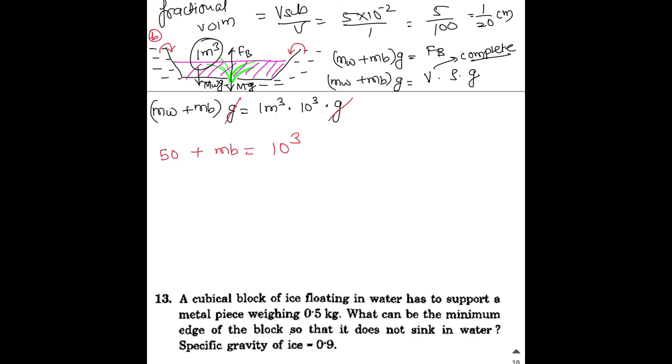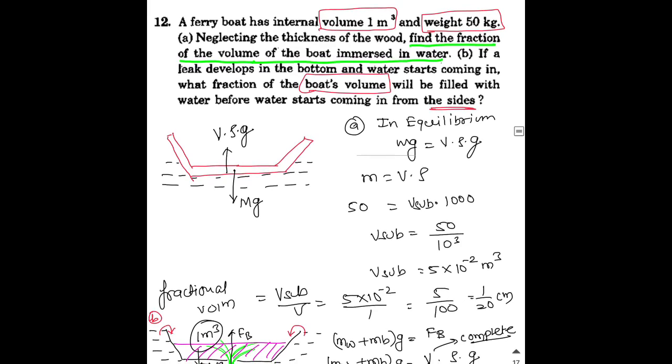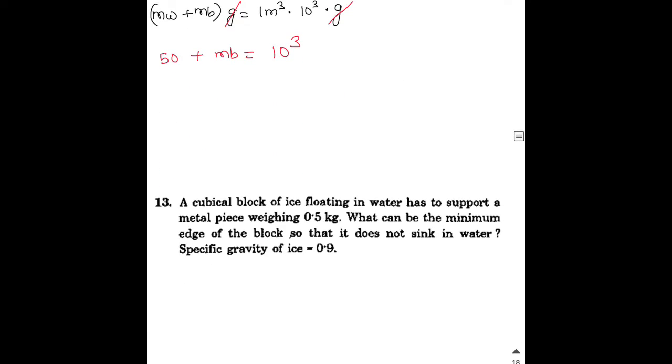Now what are we supposed to find out? We're supposed to find out what boat volume will be filled with water, so the volume of water we need to find out. So what we can do is write 50 plus density of the water into... okay, one minute, I think I have made a mistake here. It should be mass of the water, so not density, it should be volume of the water: 50 plus 10 raised to the power 3 into volume of the water is equal to 10 raised to the power 3. Now if you write 10 to the power 3 into volume of the water, it is 1000 minus 50, that's going to be 950 divided by 1000.